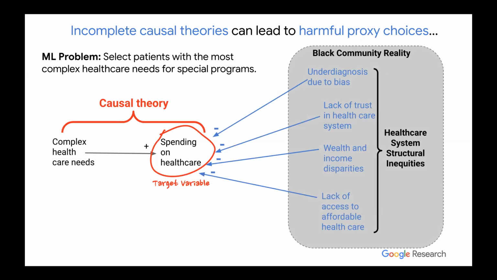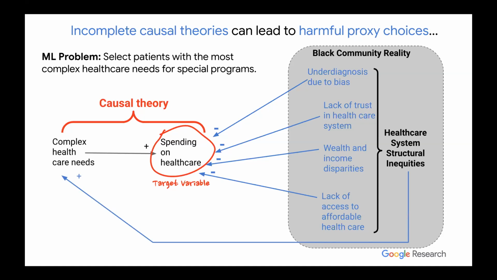These are things like underdiagnosis due to bias, lack of trust in the healthcare system, wealth and income disparities, and lack of access to affordable healthcare. Now, these factors represent a subset of the structural inequities that exist in the US healthcare system. And when you take those inequities together, you see that they actually increase the amount of complex healthcare need that exists in the Black community, while simultaneously decreasing how much the Black community spends on healthcare. Now, this impact of these structural inequities on complex healthcare needs has been borne out by COVID-19. That's been uncovered, it's not in debate.